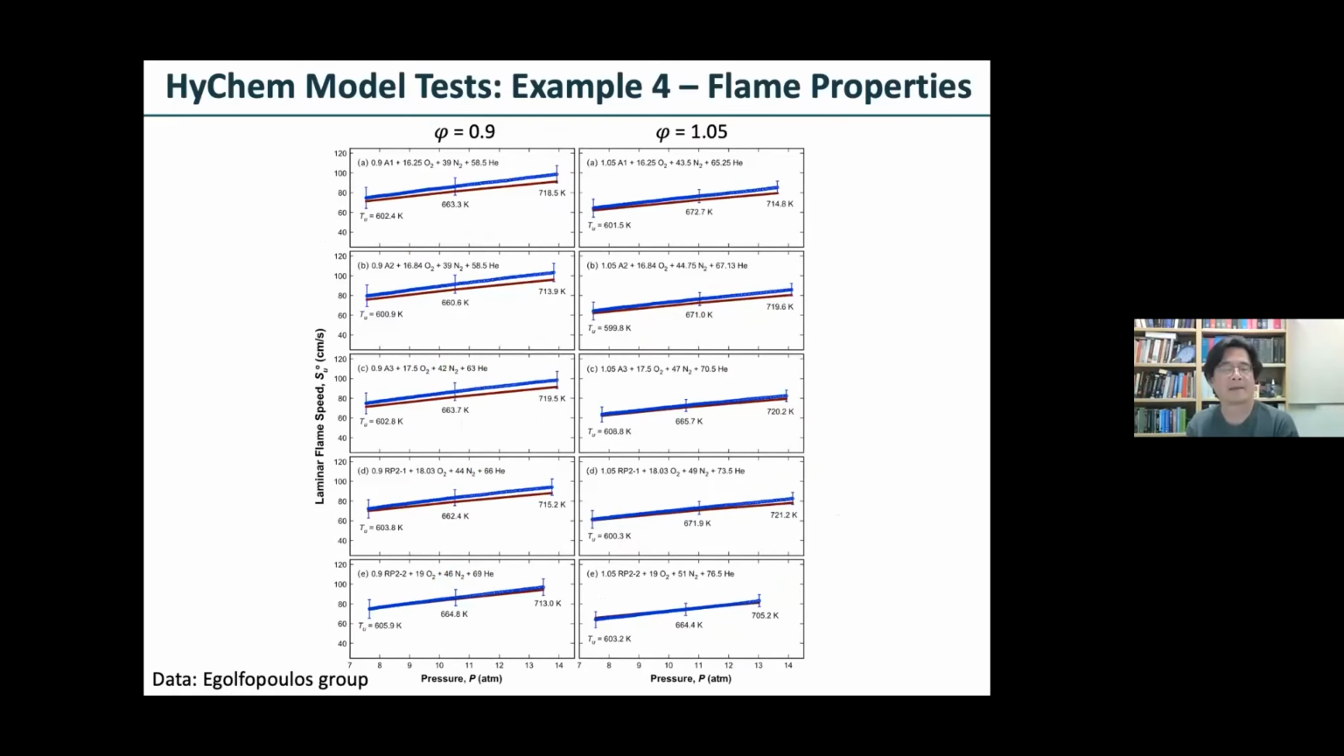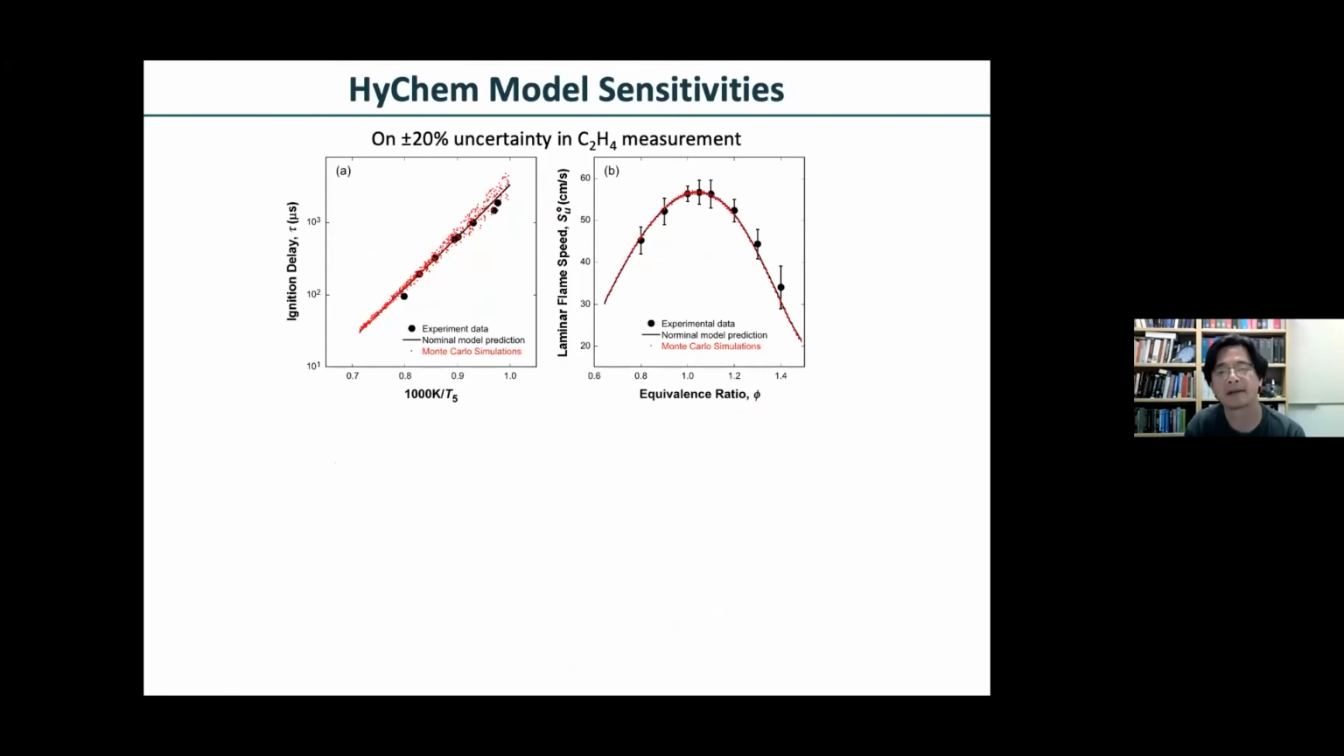Okay. Folk can also measure high pressure flame speed in his spherical bomb. The blue symbols with error bars are the measurements, and the red lines are HyChem model prediction. Okay. Without fitting, you see that the model works well under that condition. So the next question you're going to ask is, how much uncertainty do we have in the model?